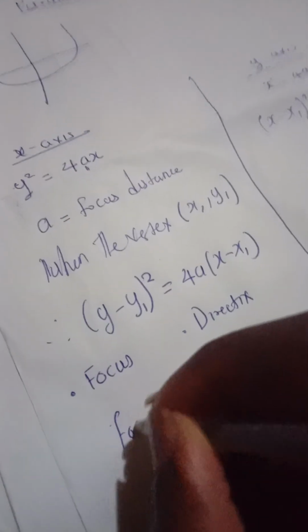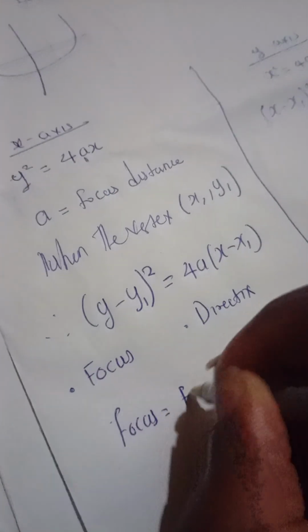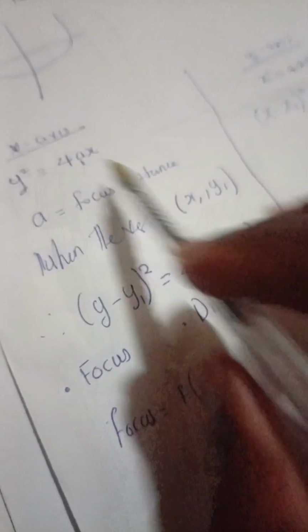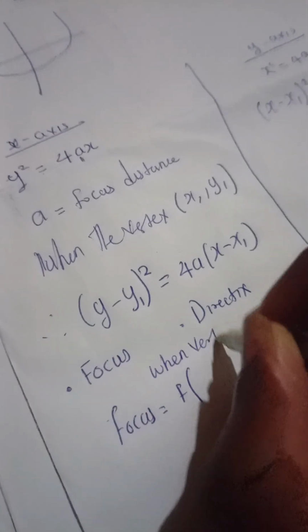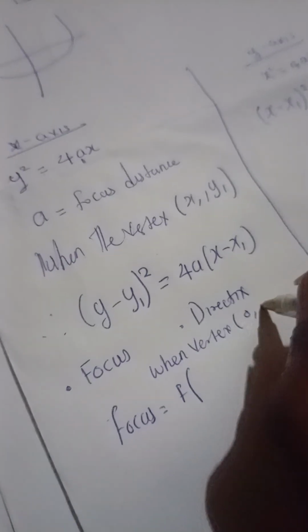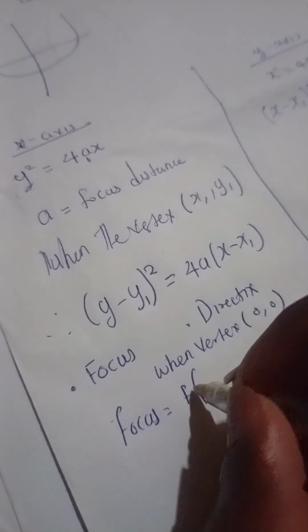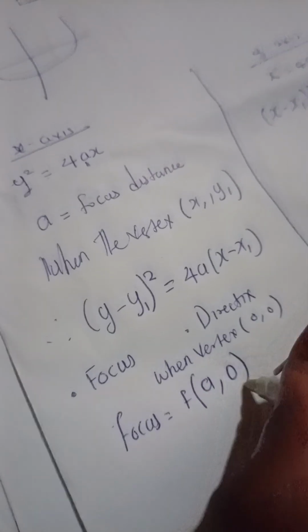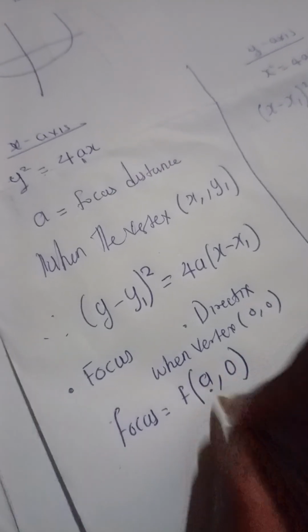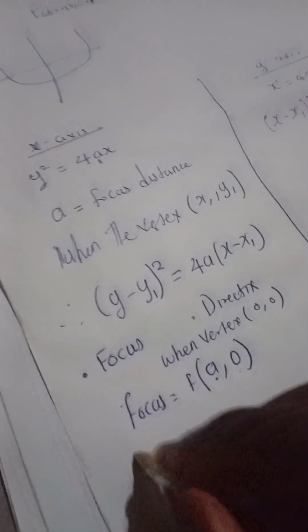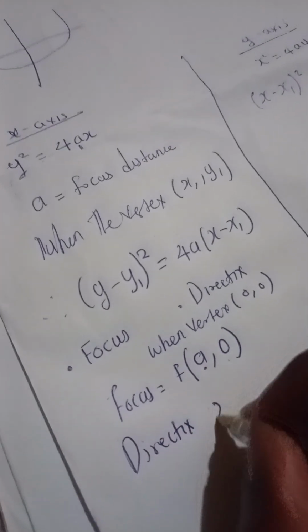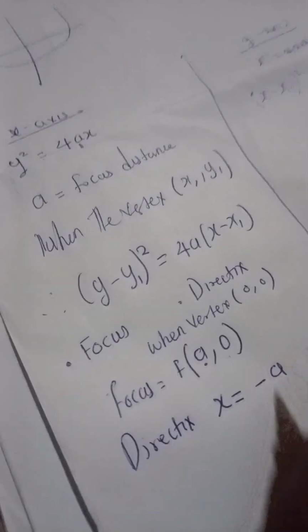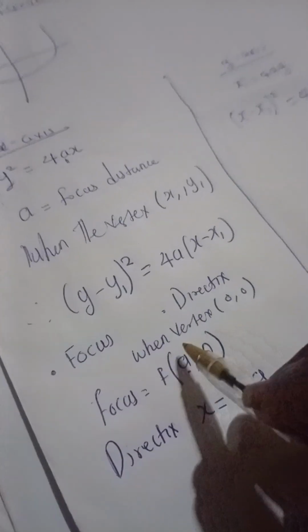So the focus, when I'm talking about focus when the vertex is (0, 0), the focus will be (a, 0). That is the focus distance, 0. Then the directrix will be x equals minus a. This is for when the vertex is 0.